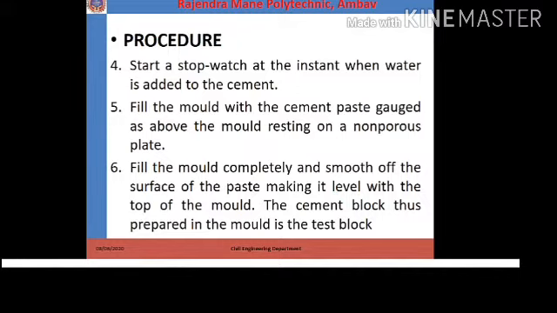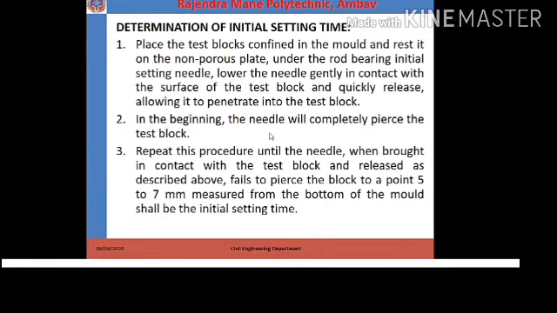Fill the mold with the cement paste gauged as above, the mold resting on the non-porous plate. Fill the mold completely and smooth off the surface of the paste, making it level with the top of the mold. The cement block thus prepared in the mold is the test block, and it is used to find the initial and final setting time of cement.